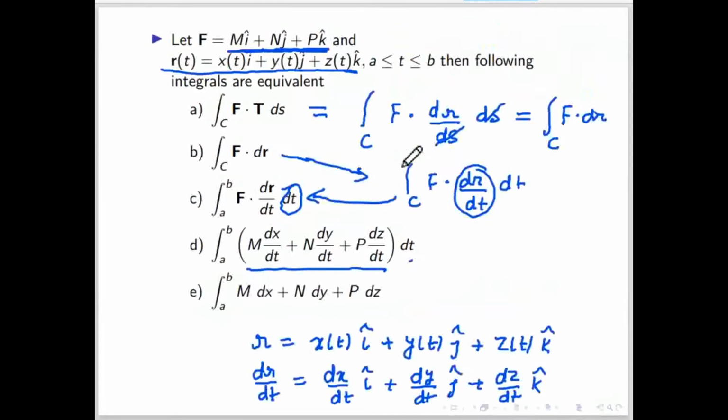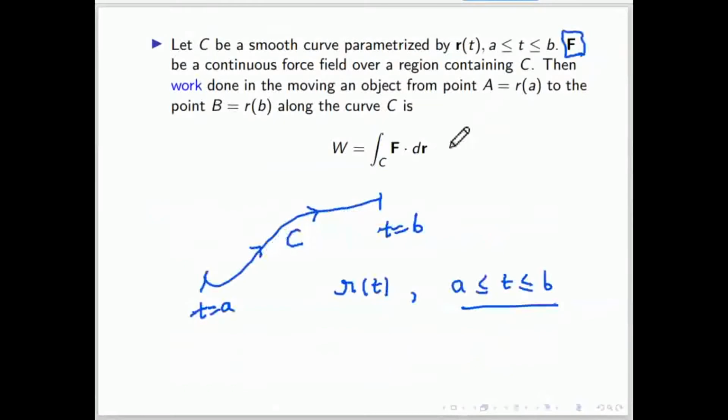We'll do one example also. So this F dot dr is the same as this F dot T ds, and all of these are the same. We already proved it. So we know how to calculate this line integral. The same way we can calculate this F dot dr also.